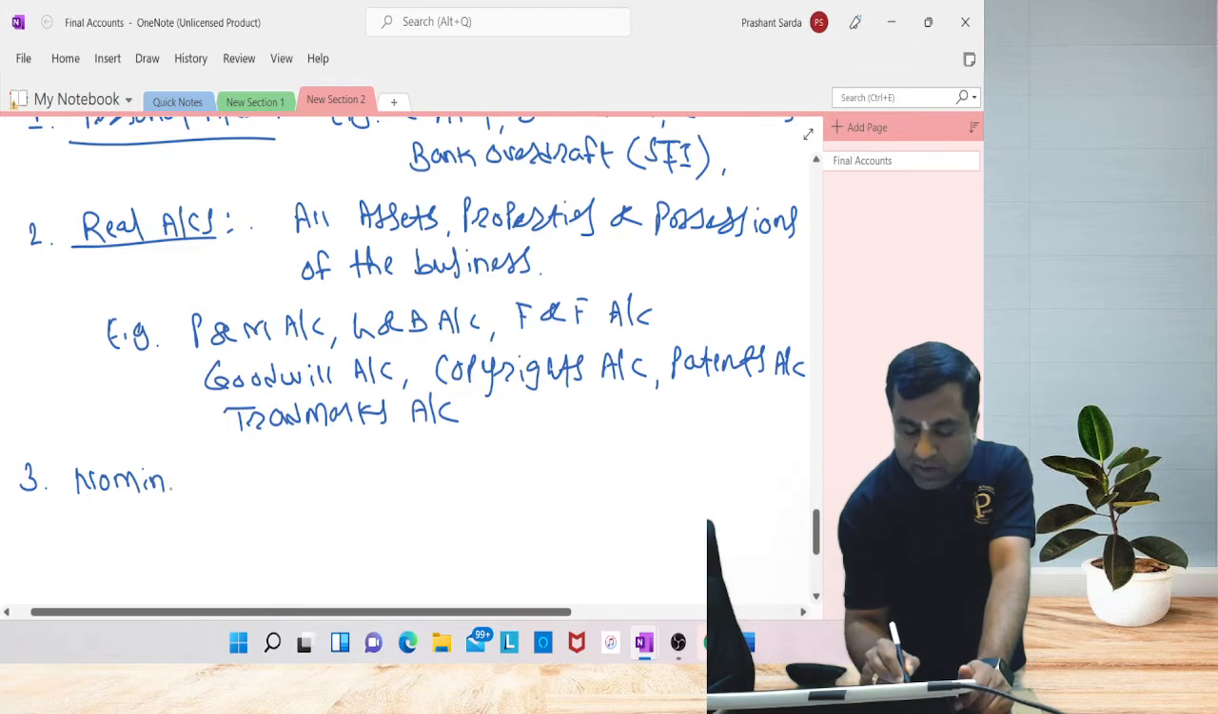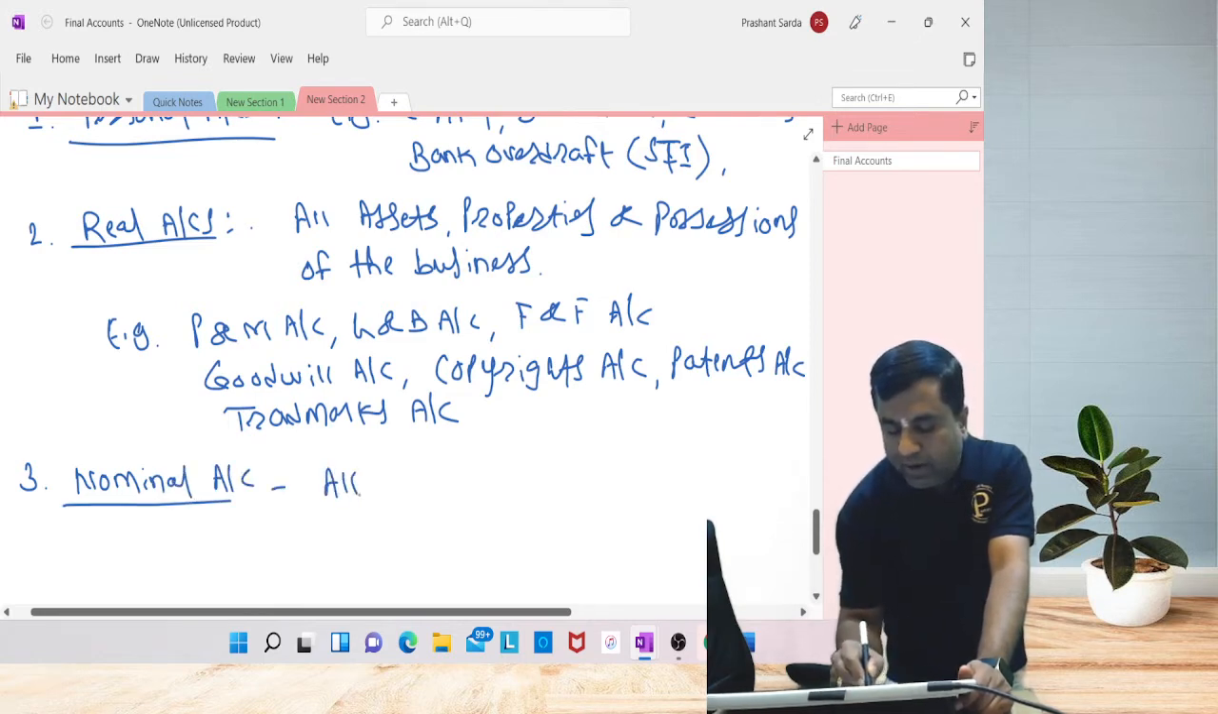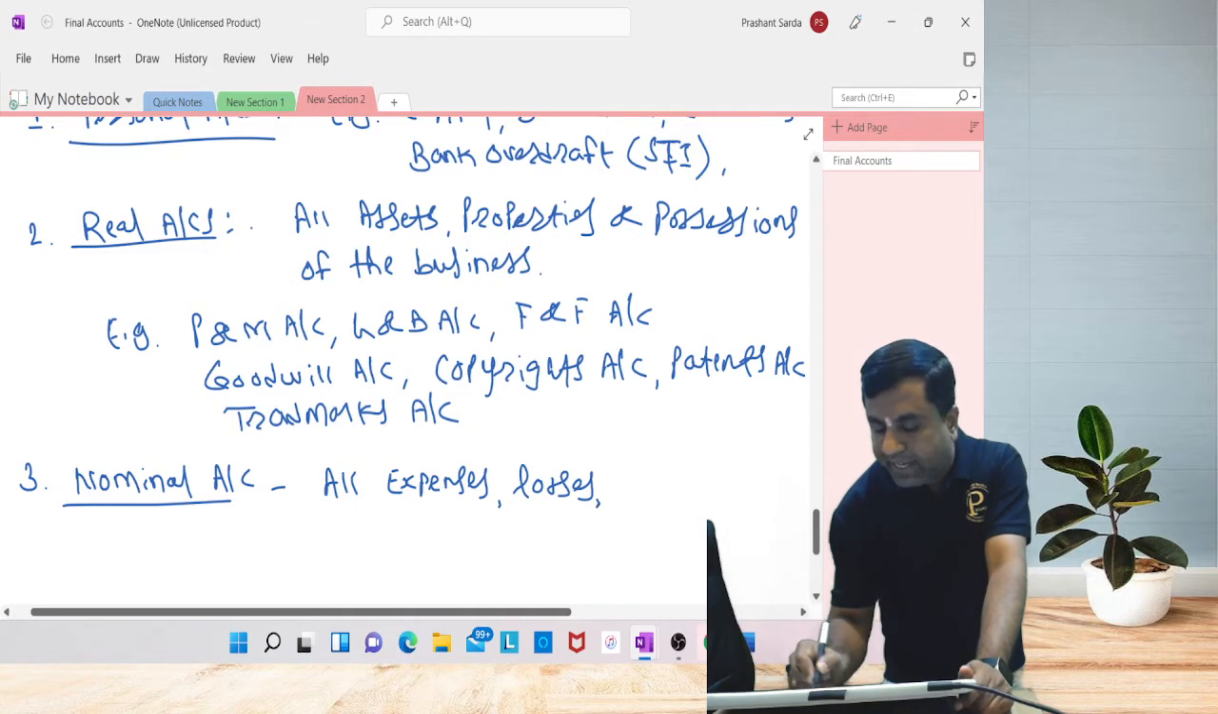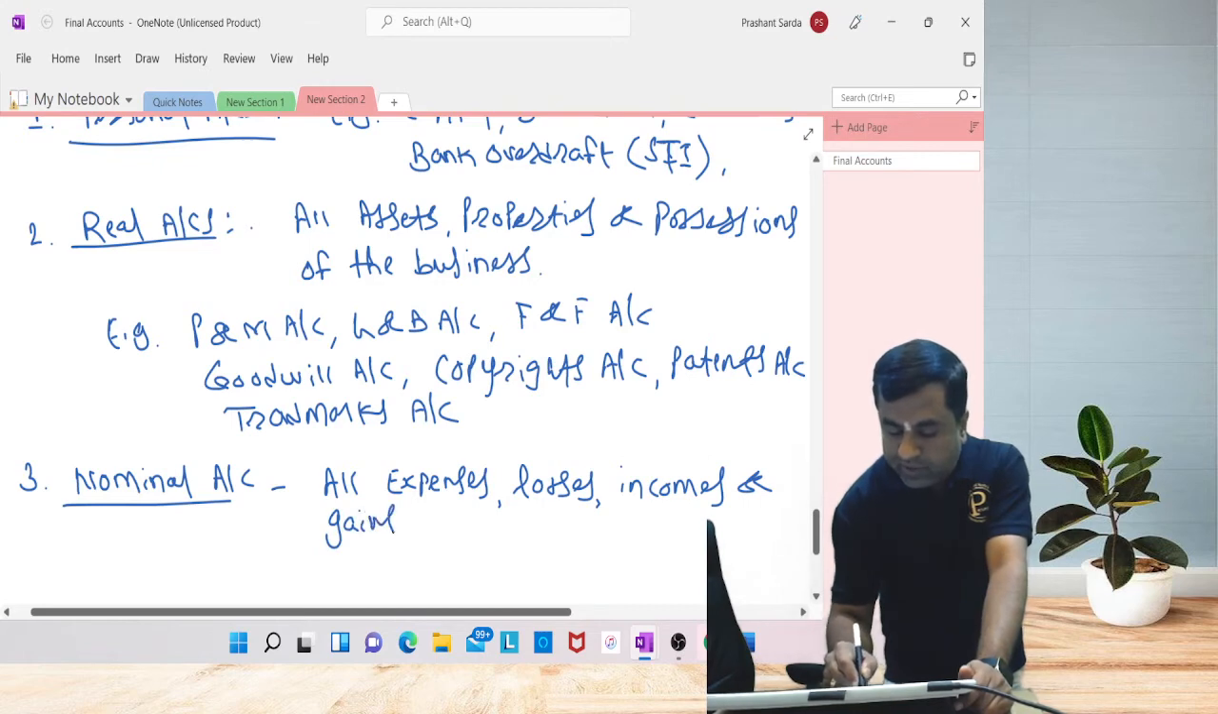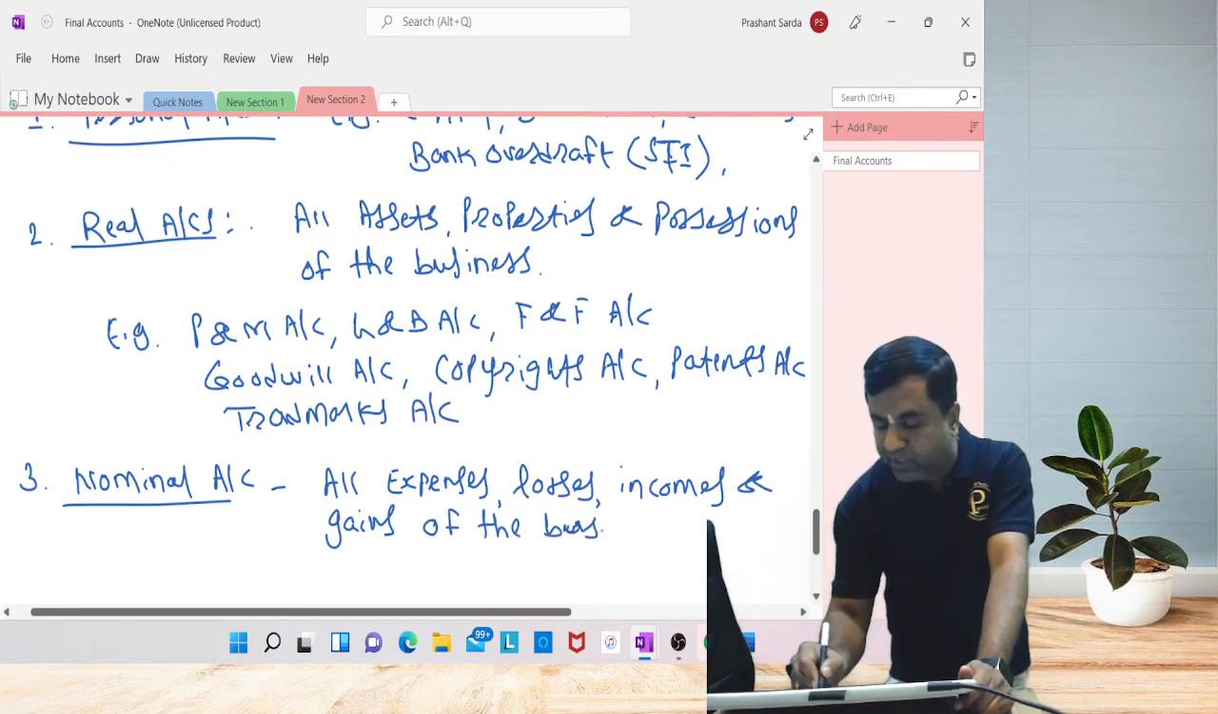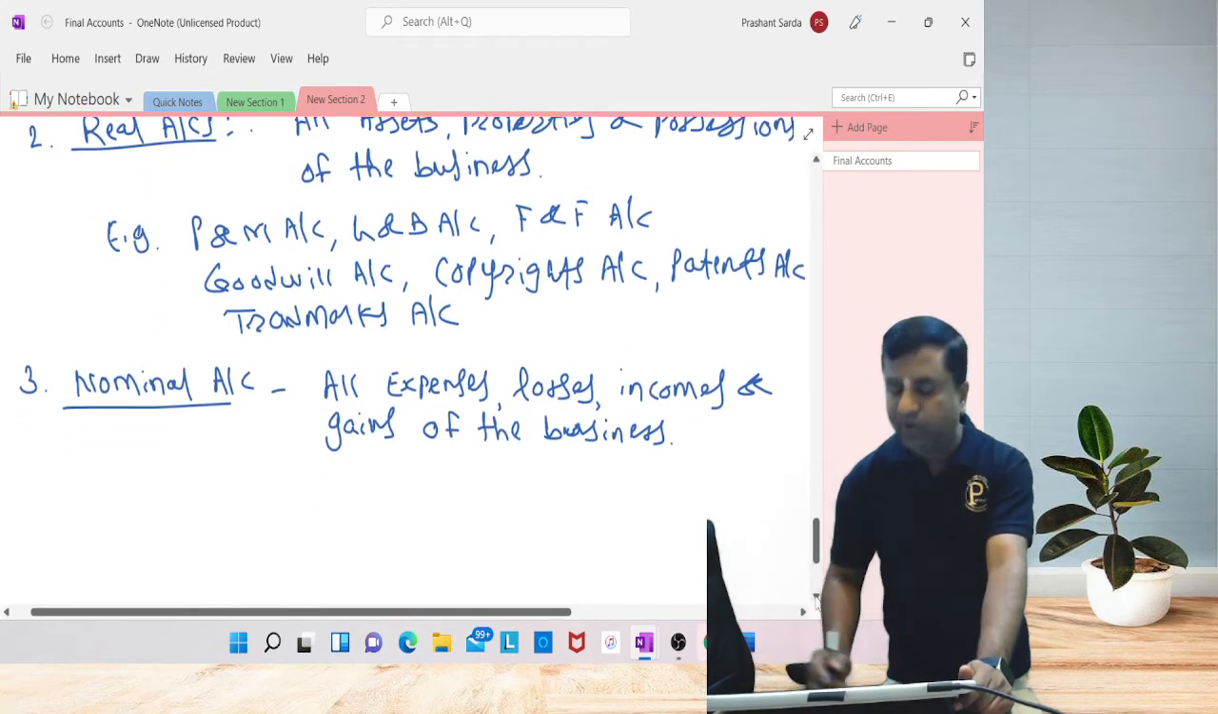Now what is a nominal account? Again, a very easy part here. Nominal accounts are nothing but all expenses, losses, incomes and gains of the business. So what are nominal accounts? All expenses, losses, incomes and gains of the business are nominal accounts. That means if the business has any expenditure, loss, income or gain, what kind of accounts are these? These are all nominal accounts.